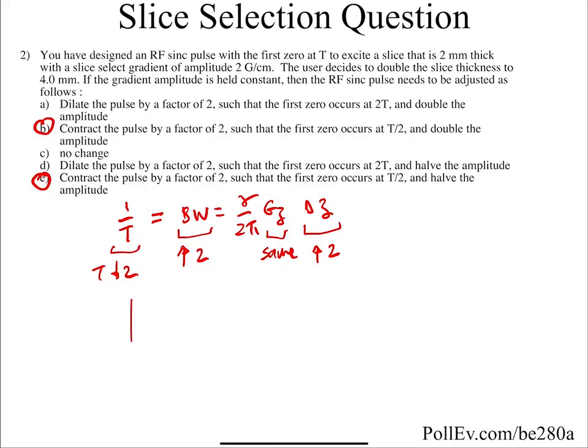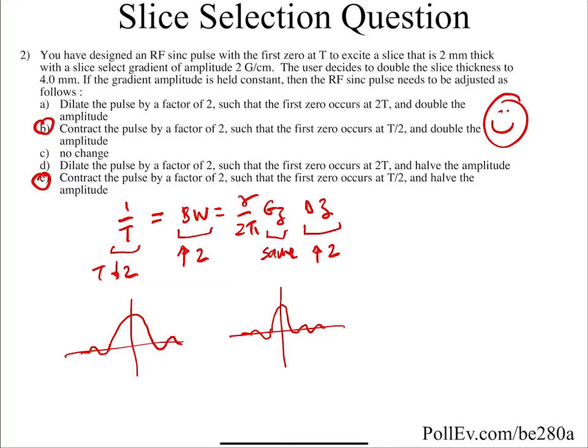So what we've done is we've gone from a sinc pulse like this to a narrower sinc pulse. Even if you knew nothing else, what would you need to do to keep the areas the same? You could increase the amplitude. So therefore, this is the right answer. Question: is T the period or is it not the period? T is the first zero of the sinc pulse.